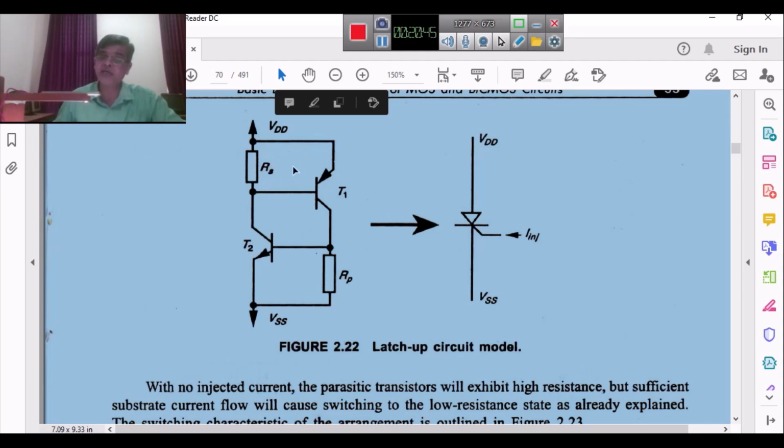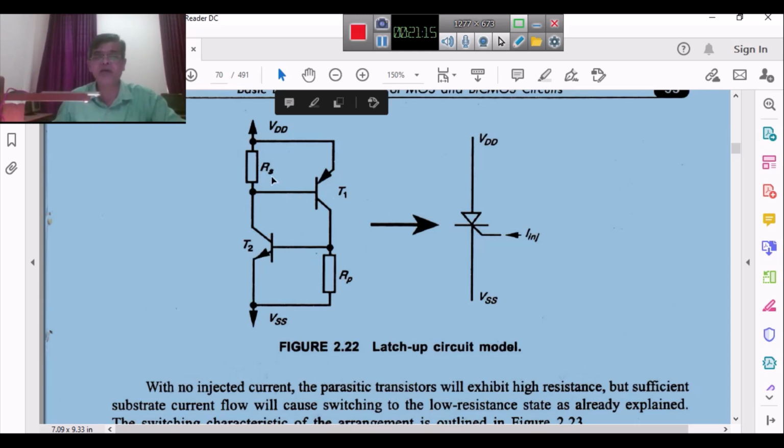Even if current flows here, meaning glitches or radiations occur, that we can't avoid. But the current flowing through Rs or RP is less, and the resistance is also less. So the voltage developed across RP or Rs is very small. Small means how much? Less than V gamma of T1 and V gamma of T2. What happens? T1 will never conduct or T2 will never conduct. As a result, latchup will not occur.